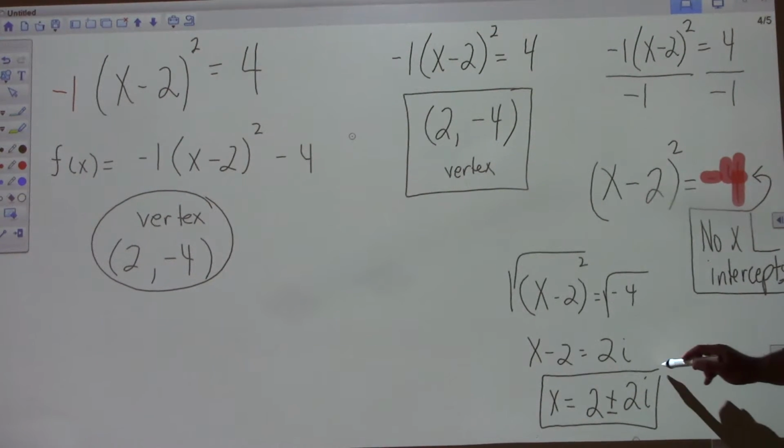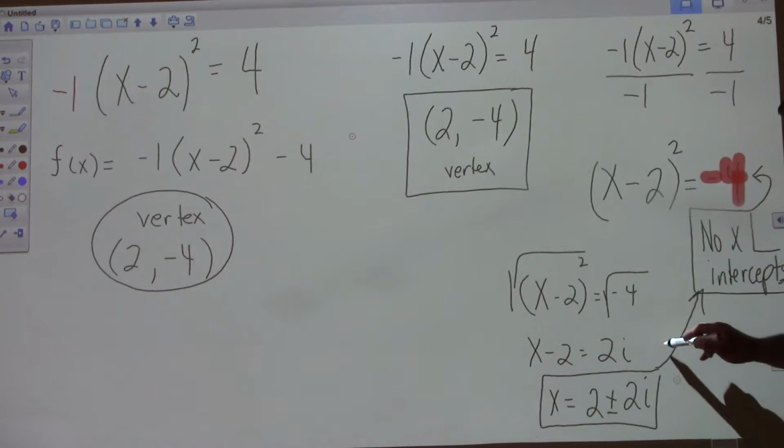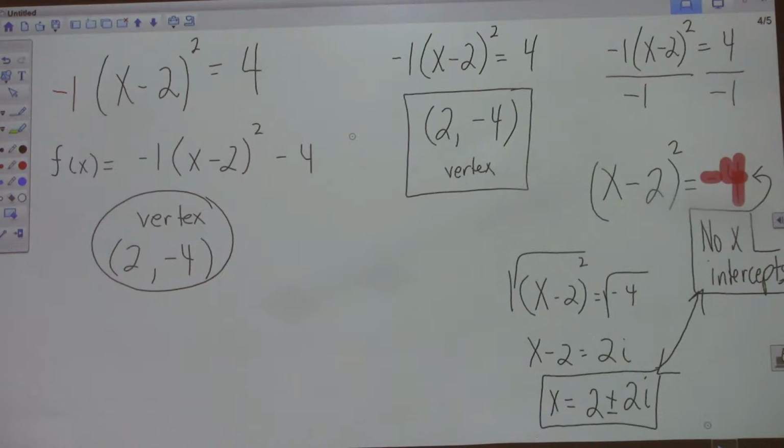Do these two mean the same thing? Yes. If you see i, that means no x-intercept. If you have a negative over there on the right-hand side, when you're fixing to take the square root, then no x-intercepts.